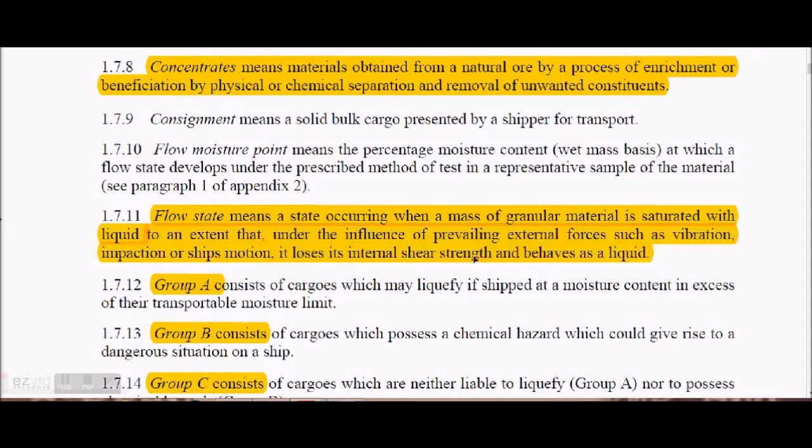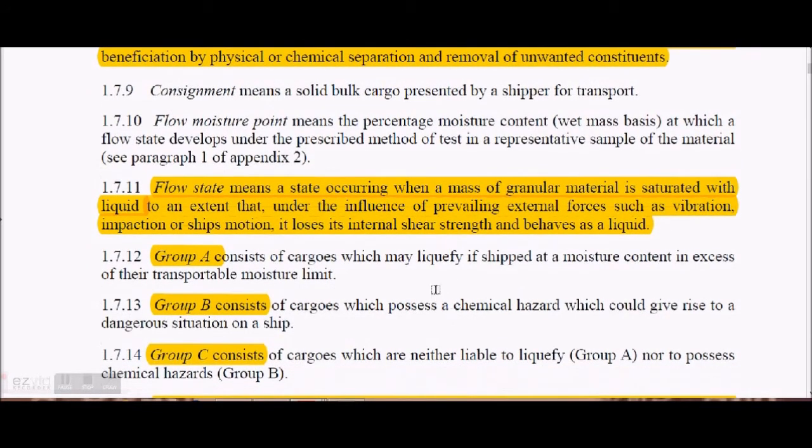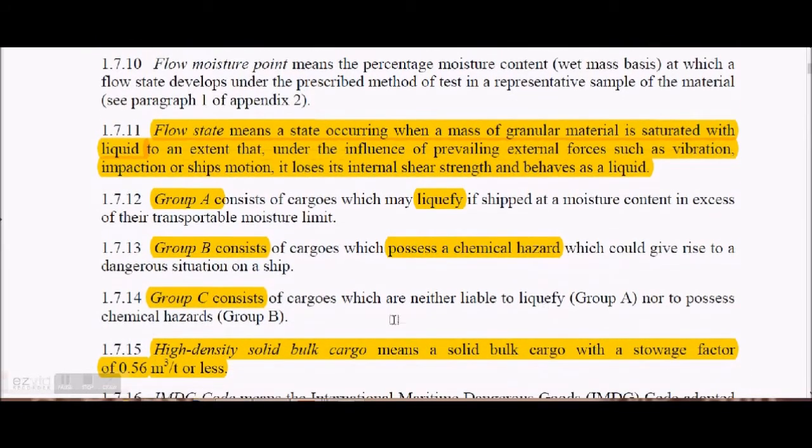Now what is group A? It consists of the cargo which may liquefy. Liquefy means A, it's one word. Group B possesses a chemical hazard. Group C consists of cargo which are neither liable to liquefy nor possess a chemical hazard. So that's why one, two words, and here also we can have this one.